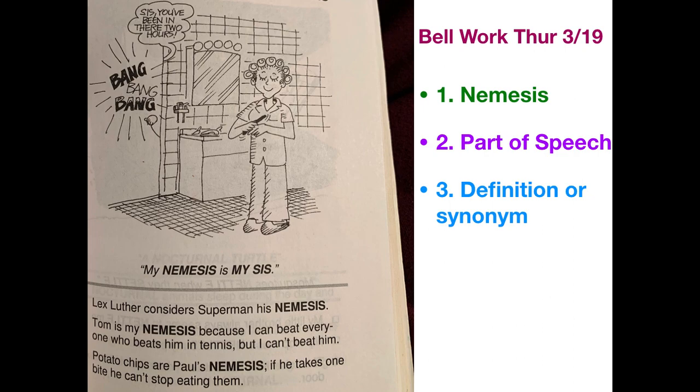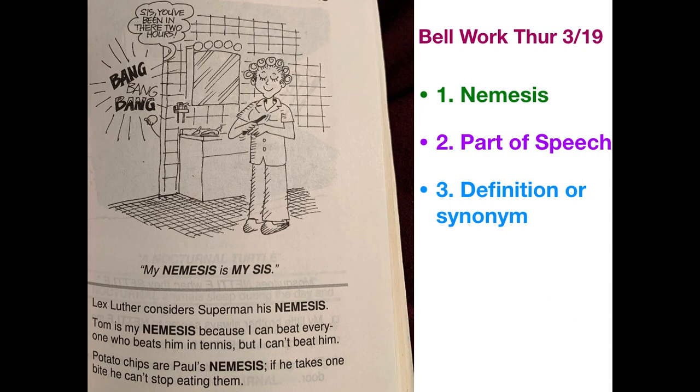So let's try to plug in a word that maybe makes sense. Potato chips are Paul's weakness? That kind of makes sense to me. Potato chips are Paul's guilty pleasure. If we're talking about food, that makes a lot of sense. But let's plug those definitions in our examples up at the top and see if it makes sense.